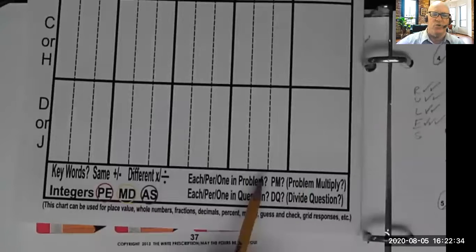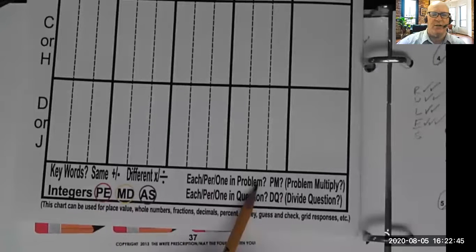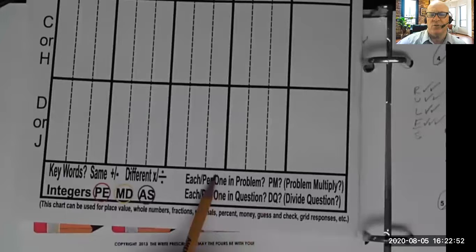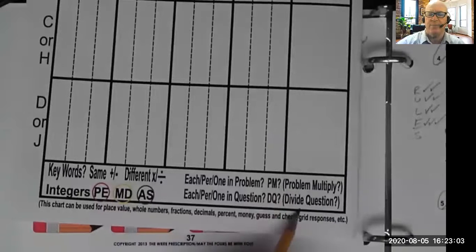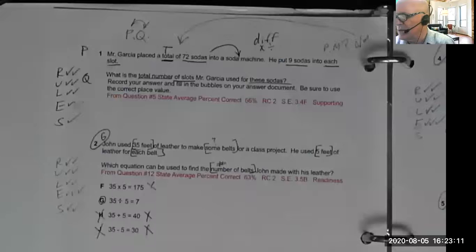It says "each" in the problem. Does that mean multiply? A lot of your students, probably the ones who missed it, just saw "each" in the problem and did not understand that the word "total" with 72 sodas was there and that they needed a smaller number. So even though "each" was in the problem, in this case we have to DQ, divide, because the question was asking us to place some total amount into slots.